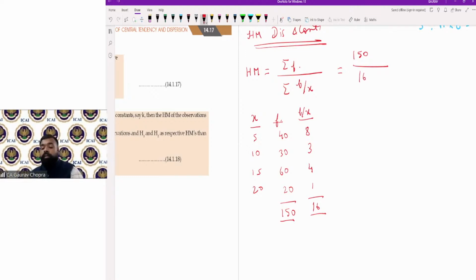So sigma f divided by sigma f upon x. So the correct answer is 150 by 16. 150 by 16. How much? 9.375. 9.375 is the final answer.